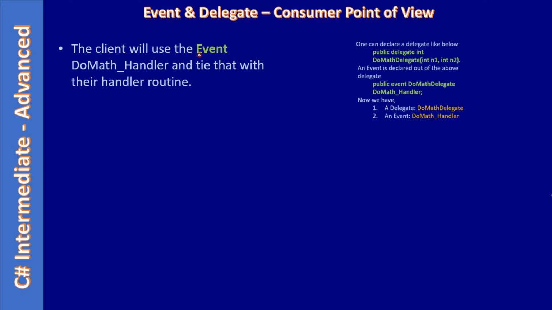The client will use the event DoMathHandler. That's the event exposed here, right? This is the event name defined with the event keyword. So the client will use the event DoMathHandler and tie that with their handler routine. Here we are talking about the consumer point of view. In the previous slide, we talked about the producer point of view. Here it's the consumer point of view. So this is what we saw in the previous slide, the producer point of view. Now we are learning what the consumer will do.